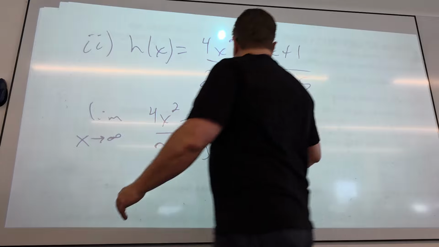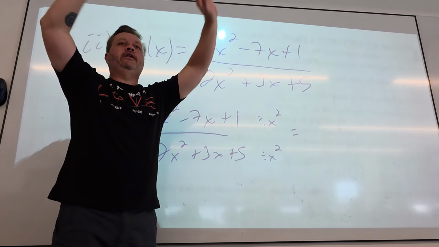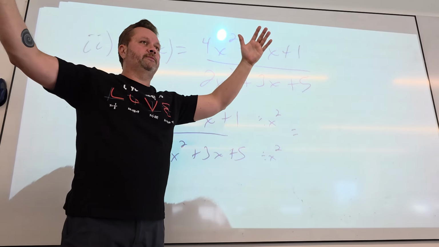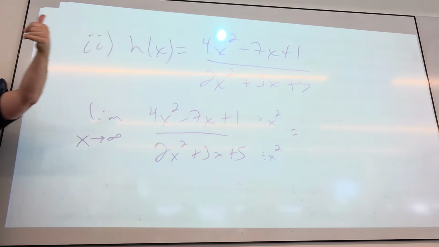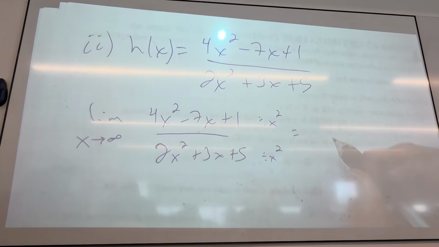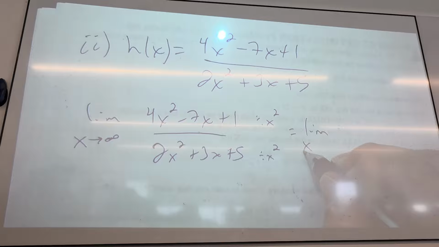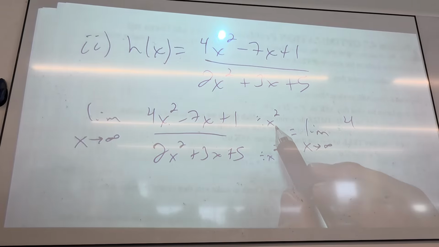Why am I allowed to do this? Because I can divide the top and bottom of any fraction in the universe by anything I want except 0. And we just said x can't be 0. I'm letting x get big. So this would become 4. Is that cool? 4x squared divided by x squared is 4. What's negative 7x divided by x squared?